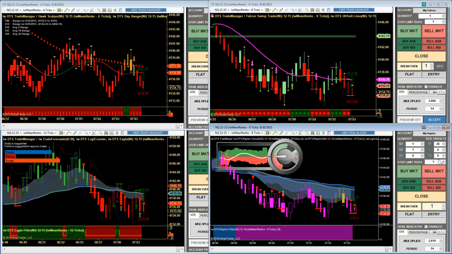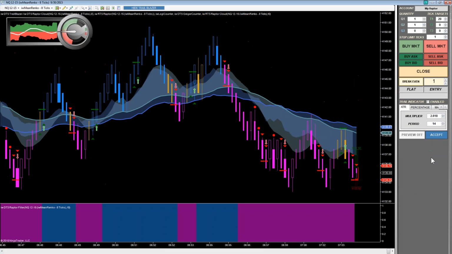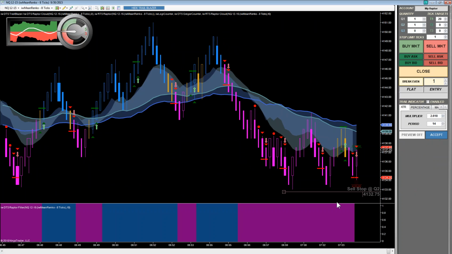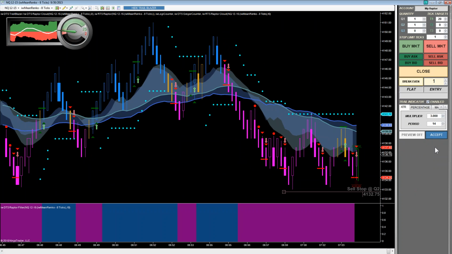Oh, and now the Raptor's got to give me a double pullback signal. See, we got two pullbacks into the hard edge, and now we come out with a sell signal. This tends to be a pretty strong signal for the Raptor. I might take it below the lows, rather than right on the hash mark. And I'll enable my stop strategy, give myself a little bit more room.